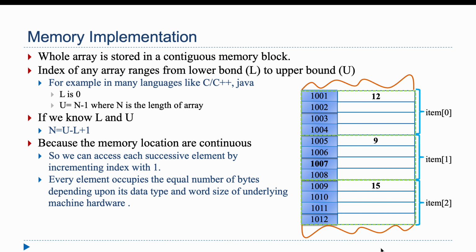Since the elements of an array are stored in successive memory locations, the array occupies a contiguous memory block. This makes it easy to access each successive element by incrementing the index with 1. Additionally, every element occupies the same number of bytes depending on its data type and the word size of the underlying machine hardware.